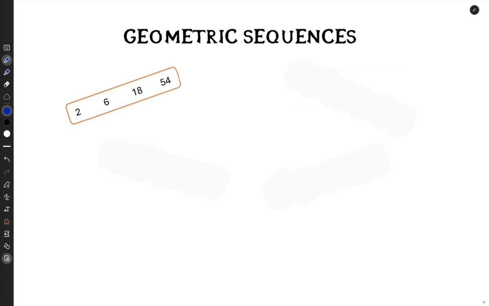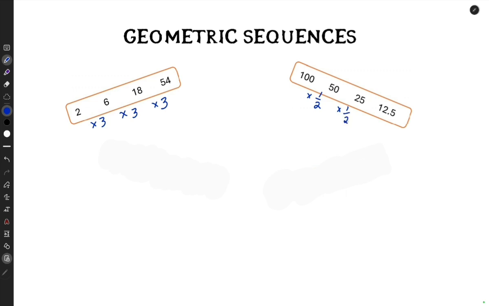But if I multiply by 3 the whole time, then I get the next number. So this is called the constant ratio. And with any geometric sequence, this ratio would always be the same between two numbers. I am multiplying to get the next one. So let's look at another one. With this one, again, I'm multiplying with a specific number, but this time the number is a half. So multiply by a half, I get 50, multiply by half, I get 25.